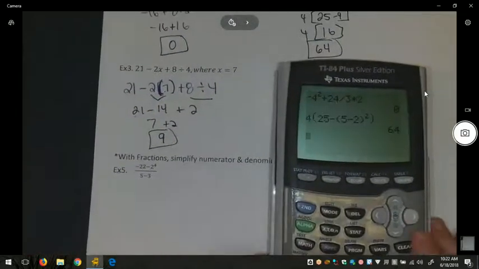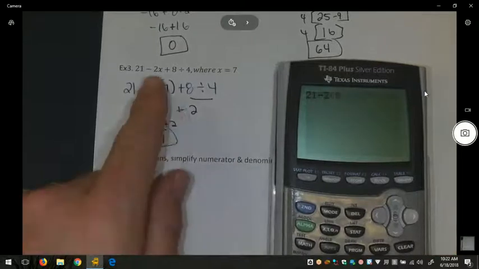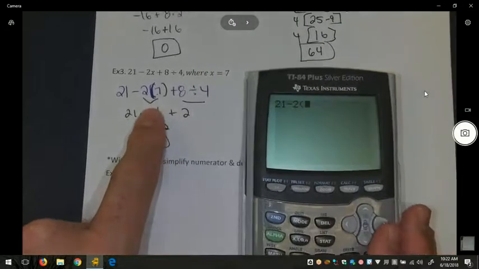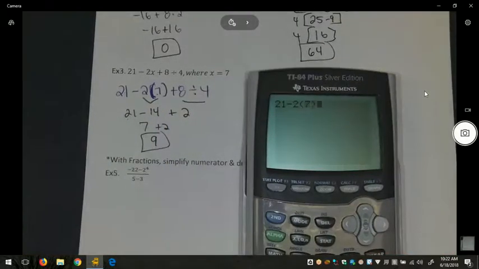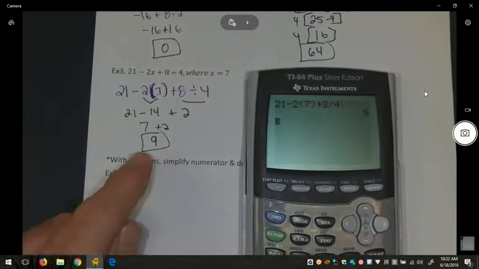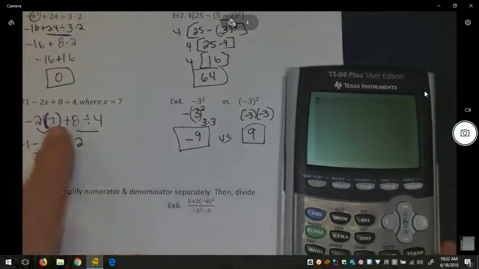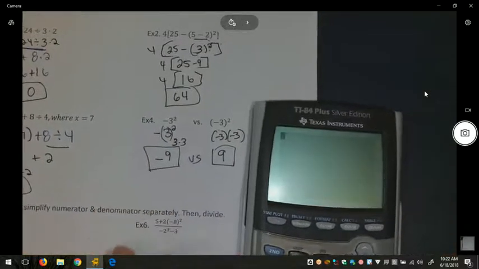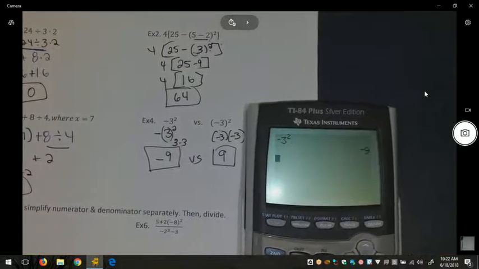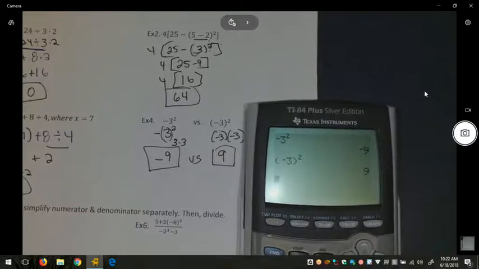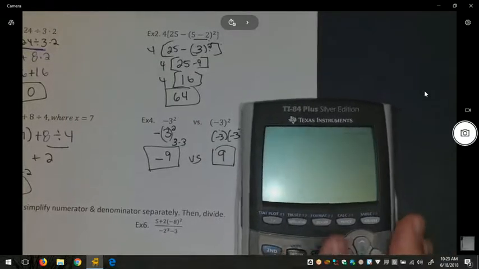For example 3, 21 minus 2, whenever we plug it in, just like we wrote here with parentheses and plugged in the 7, we're going to do the same thing in the calculator. 21 minus 2 times 7 plus 8 divided by 4 is 9. And again, when you're plugging in a number, it's important to put it in parentheses. Here's why. A lot of times students will put in negative 3 squared when they actually meant to put in the opposite of 3 squared. They give you opposite answers. So be careful how you're plugging them in. We should be able to check all of these problems by plugging them into your calculator.